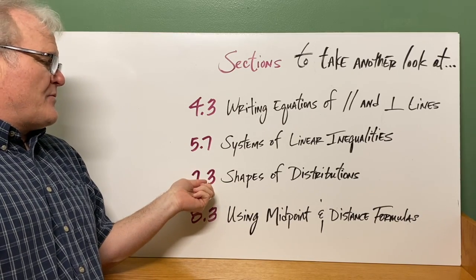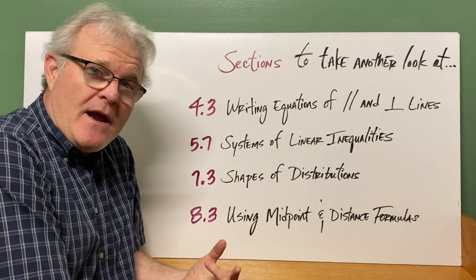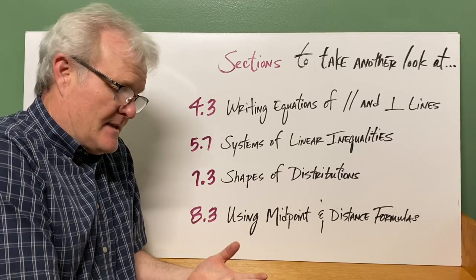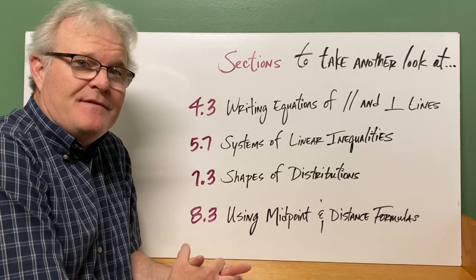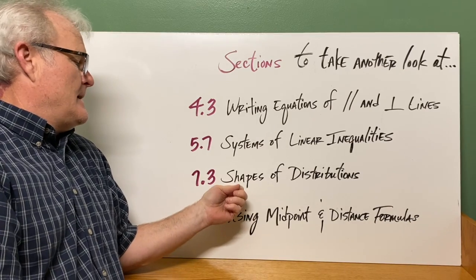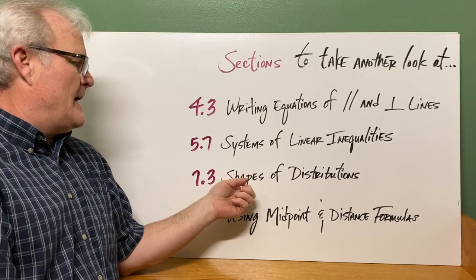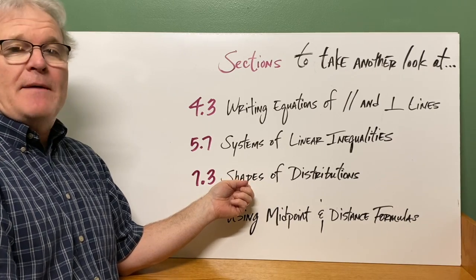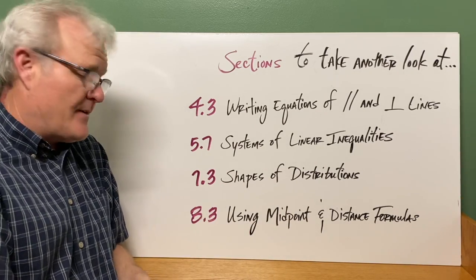Also, 7.3 was shapes of distributions. That's where we looked at histograms, we looked at box plots, and we looked at if they were skewed right or skewed left. That whole chapter 7 was on data and doing different graphs. So this would be a really nice one to take another quick look at.